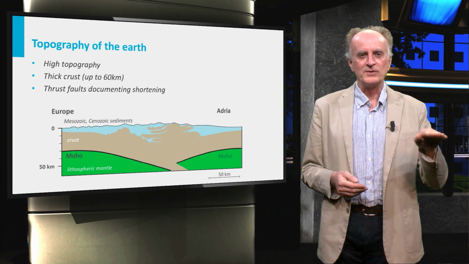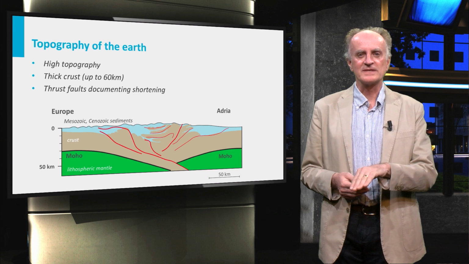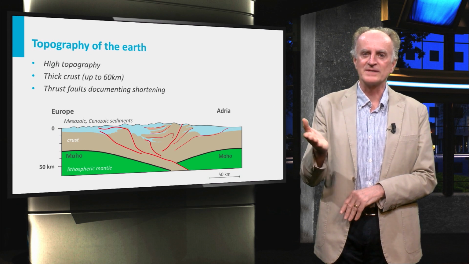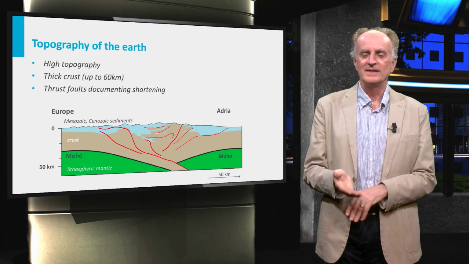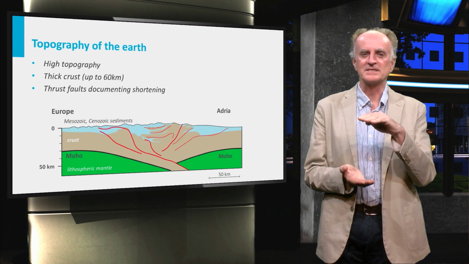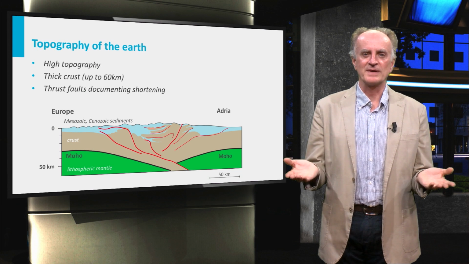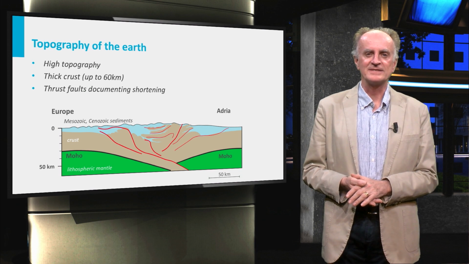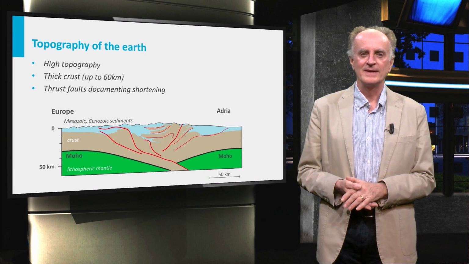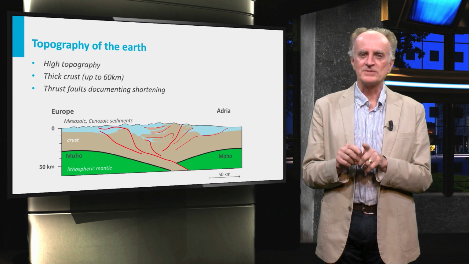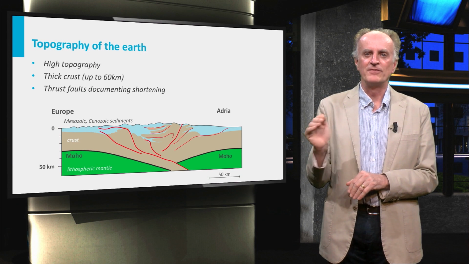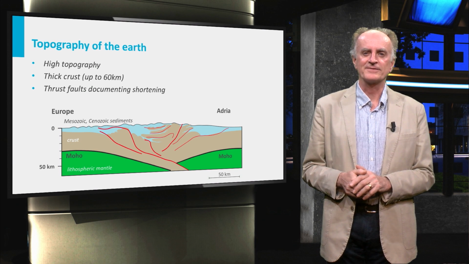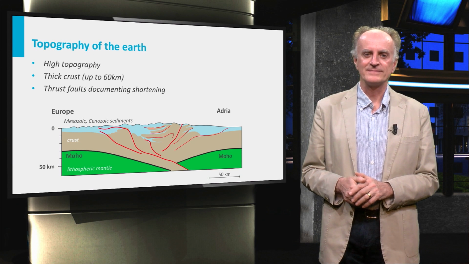The moho of the European plate deepens towards the south. The moho of the Adriatic plate, on the contrary, deepens towards the north. As a result, the crust underneath the Alps is much thicker than in the surrounding regions. A thick crust is one of the main characteristics of mountain belts. In the mountain belt itself, you see a large number of thrusts, faults which accommodate shortening. Shortening is another characteristic of most mountain belts.